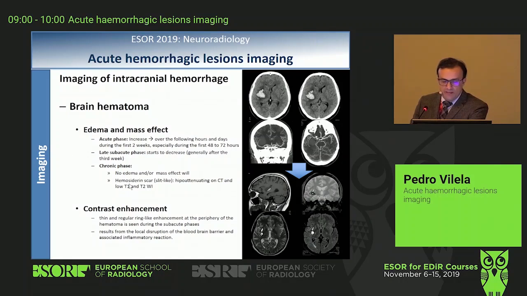In the chronic phase, there will be no edema, of course, and no mass effect, and you are going to have a scar that you can see on the MR as the hemosiderin. And this scar on the MR is important to look for in brain hemorrhage.